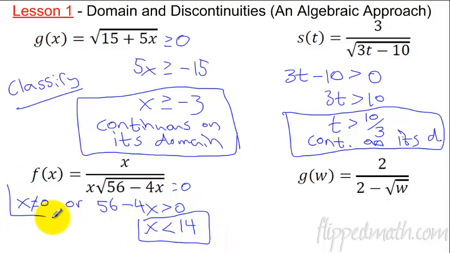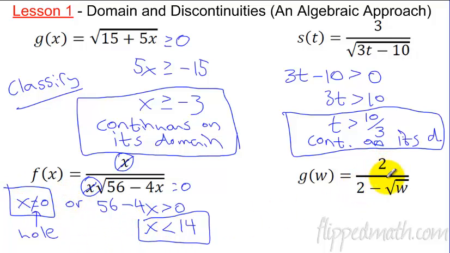So here's part of the domain, and here's the other part of the domain. But then we also need to say that this here is a hole. It is a removable discontinuity because that's canceling. So that is a hole at x equals 0, but it is still a discontinuity. All of these things together are the answer here.